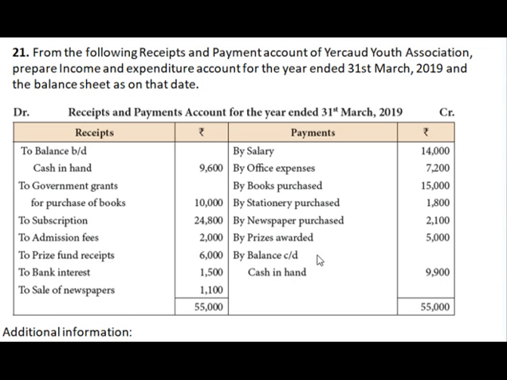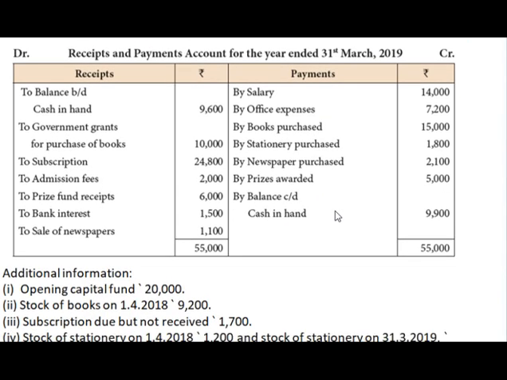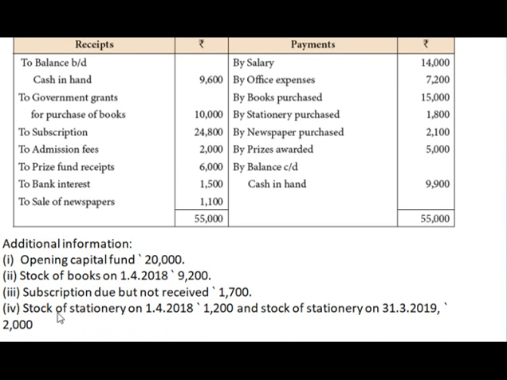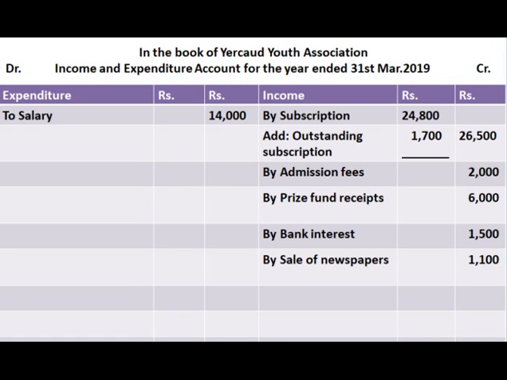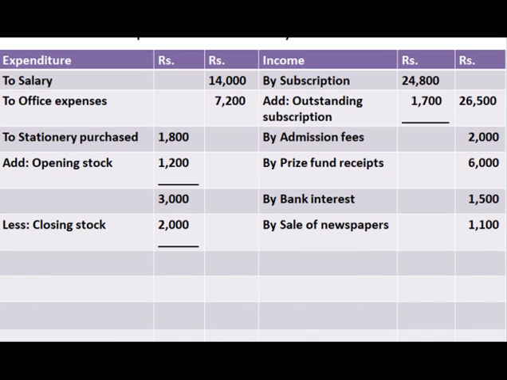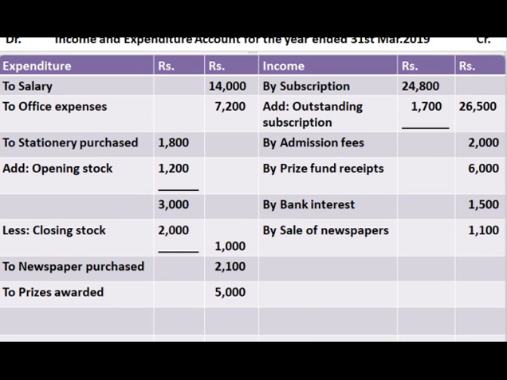But remember that with the particular of stationery purchased, they had also given some additional information, which are opening stock of stationery and closing stock of stationery. As I had already said that we have to add the amount of opening stock and we have to less the amount of closing stock with stationery purchased. As we have also substituted the particulars of expenditure.